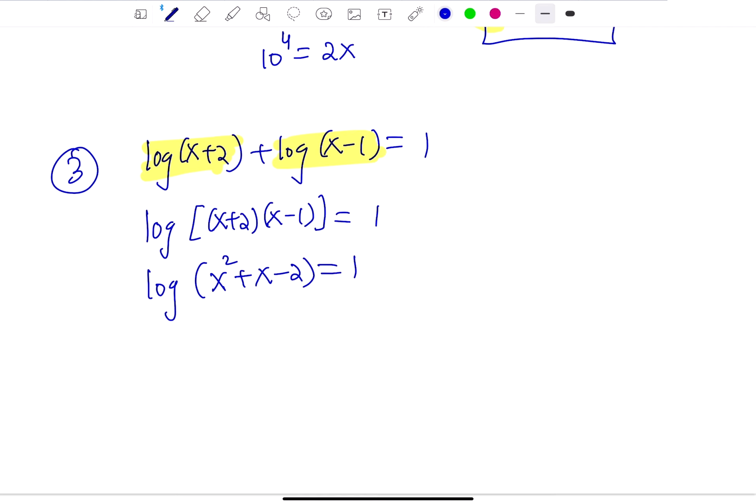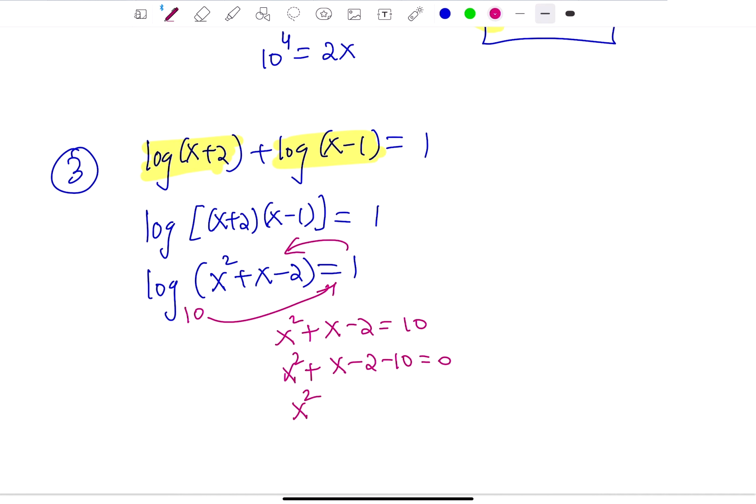Once we have the single log, we are going to take help of exponential form. There's a hidden base 10. 10 to the 1st power equals x squared plus x minus 2, which is 10. That's a quadratic equation. Let's bring everything to one side and solve the quadratic equation. Two numbers that multiply to give me negative 12 and add up to give me positive 1 are positive 4 and negative 3. When I factor them out, there are two solutions, x equals 3 and x equals negative 4.